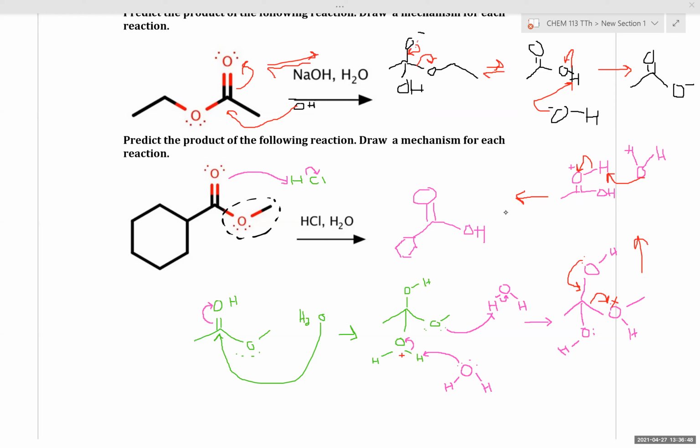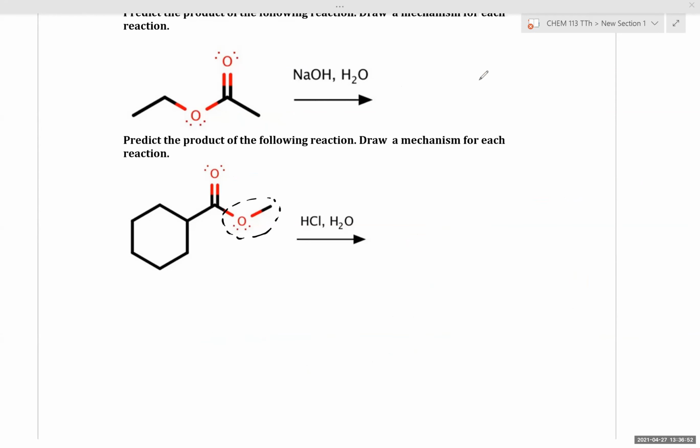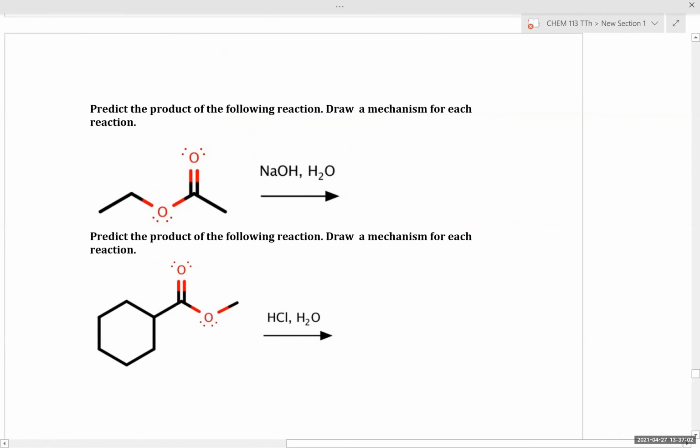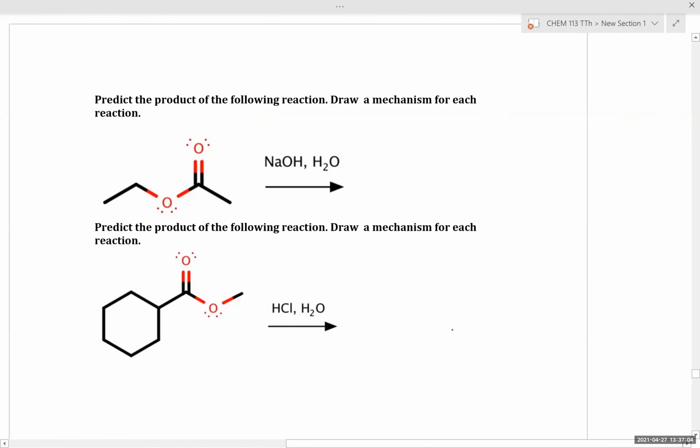Perfect. So it's great to see students sharing their proposed responses, and both of these mechanisms looked great. So let me just re-annotate them. So we'll start with the base catalyzed mechanism. So in the first step, hydroxide will attack and we'll get a tetrahedral intermediate.